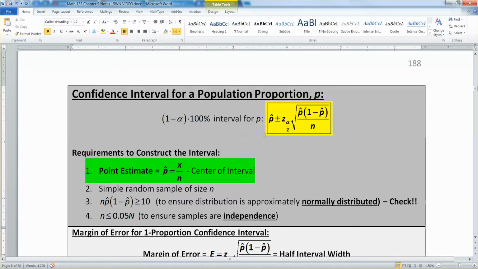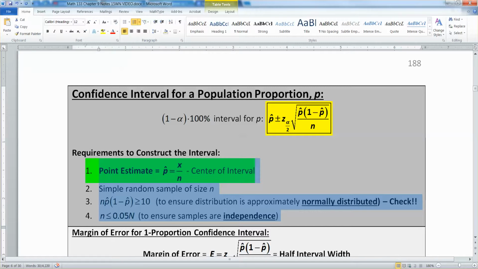When you want to use this interval, you have to have a few conditions met. Namely, you need to have a point estimate, first of all, because all of it's built off of a p hat value. You need to have a simple random sample of size n. You need to have n times p hat times 1 minus p hat to be greater than or equal to 10. And you need your little sample size, which is n, to be less than 5% of your population size in order to ensure that the samples are independent. All right, so all of those conditions need to be met in order to construct a confidence interval.